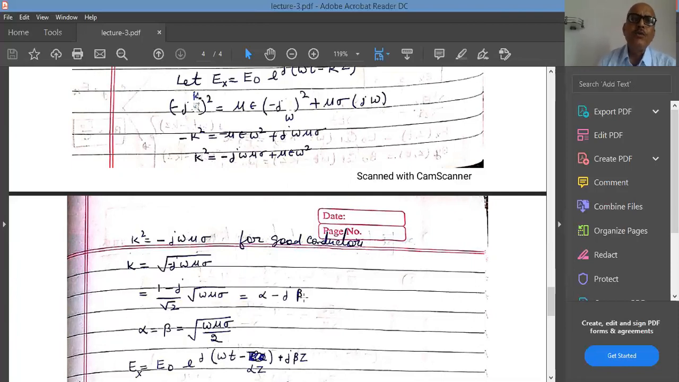So if you find out the value of alpha and beta, you will basically get, because this is omega, mu and sigma, you take it out, it is under root of minus j, that will come out to be (1 minus j) upon under root 2.